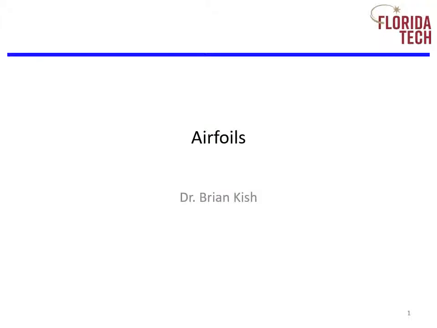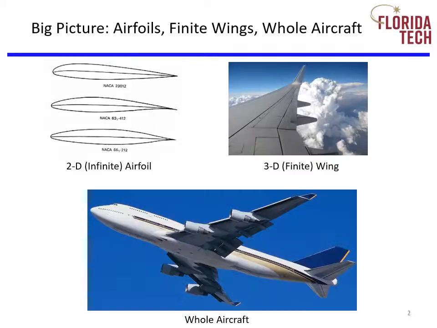This module will cover airfoils. Airfoils have no wingtips or engines or fuselage mounting intersections. They are simply a two-dimensional wing section. Flow over an airfoil is assumed to vary only with the X and Y directions. The Z direction would be out of the page.